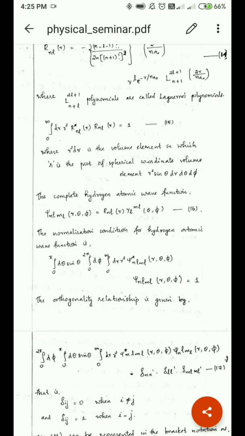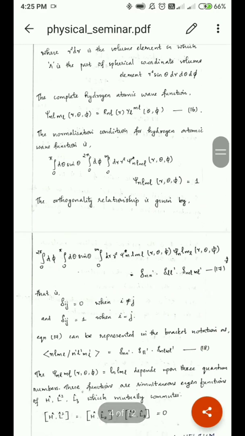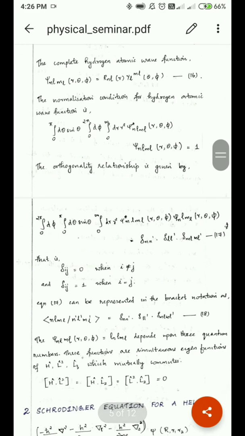Here h cap is Hermitian, and the functions psi nl ml must be orthogonal. So the orthogonality relationship is given by equation 17, represented as integral 0 to 2 pi d phi, integral 0 to pi d theta sine theta, integral 0 to infinity dr r square psi star n l ml of r theta phi into psi n dash l dash ml dash of r theta phi is equal to del n n dash del l l dash del ml ml dash. Here this del term is known as the Kronecker delta, and del ij is equal to 0 when i is not equal to j, and del ij is equal to 1 when i is equal to j.